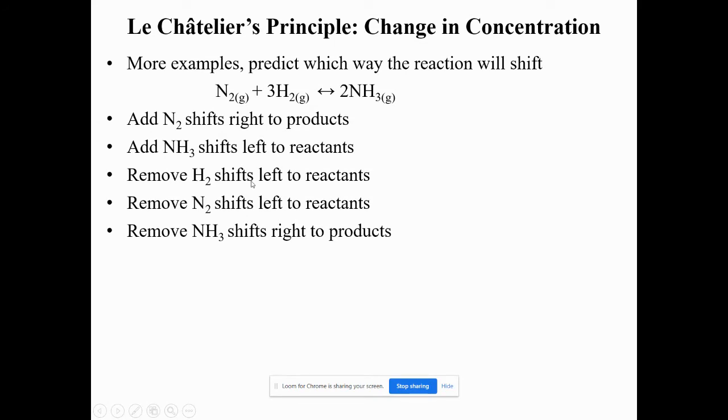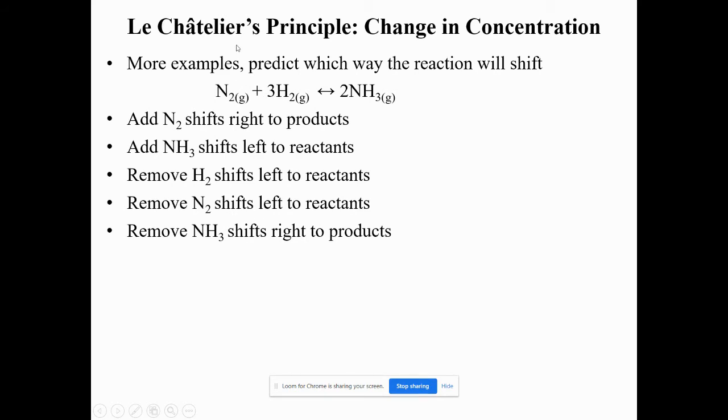Vice versa, but we can also remove one of the chemical species. So if we remove H2, what happens to our reaction? Again, think of this as a scale, right? Here's your fulcrum point. You remove H2, what's going to happen? This side is going to come down, right? The product side will be heavier, quote unquote. What's going to happen? Your reaction is going to shift to the left, to reactants.